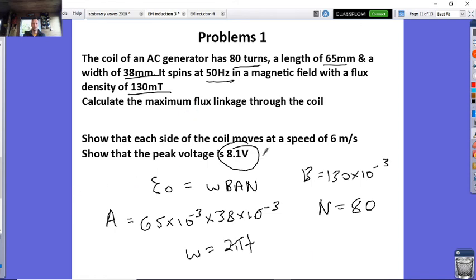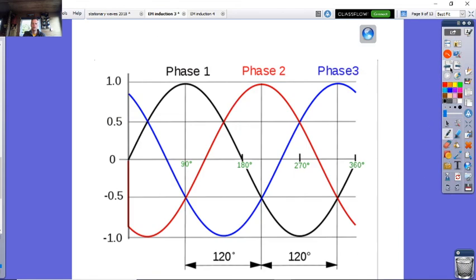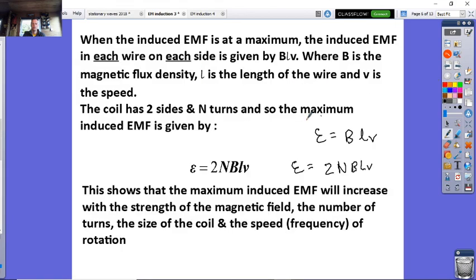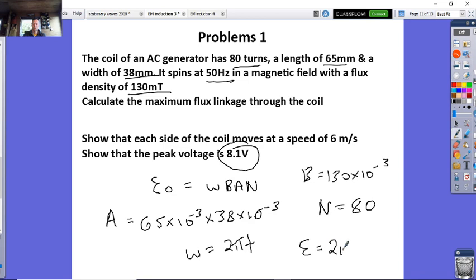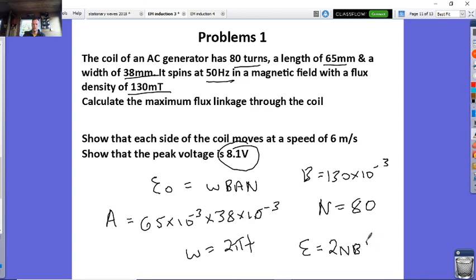That gives you a maximum flux linkage, and then what you can do is use the maximum EMF, coming back from this equation here, which is 2NBLV. So your maximum EMF is going to be 2NBLV. You'll find you get the peak voltage 8.1, so that's going to be 8.1. You know N, you know your length, you know your velocity, you know your B and your L, therefore you can find the velocity and you'll find it comes out at 6 meters per second.